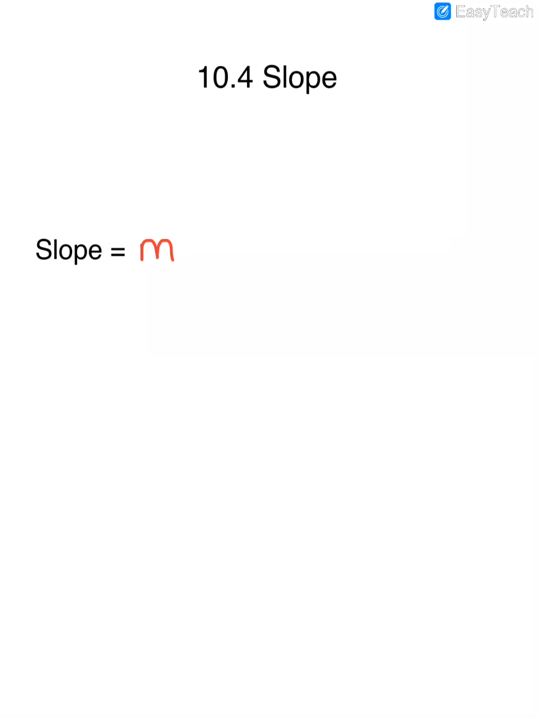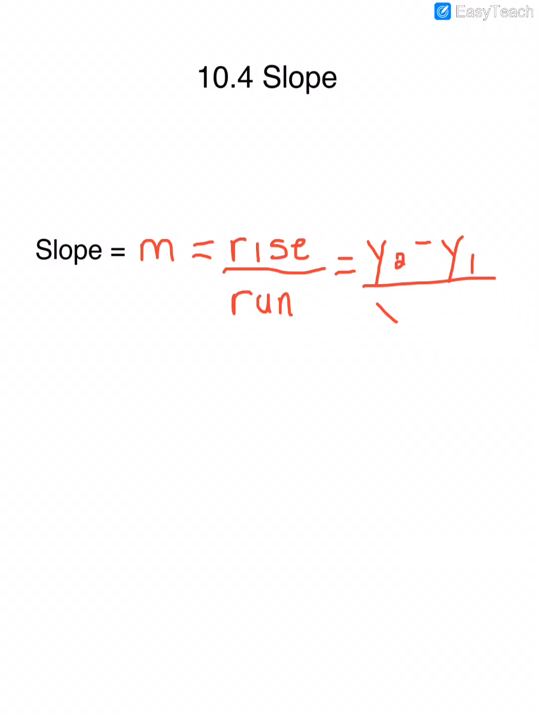The reason why we use M is because it comes from a Latin word. The definition of slope is rise over run. And then the equation that we use to find the slope of a line is y sub 2 minus y sub 1 over x sub 2 minus x sub 1.